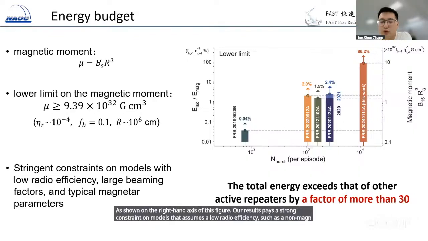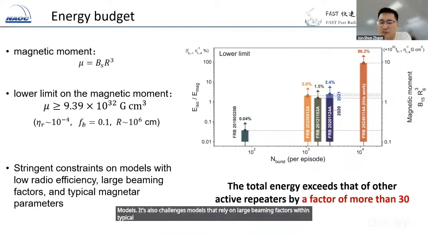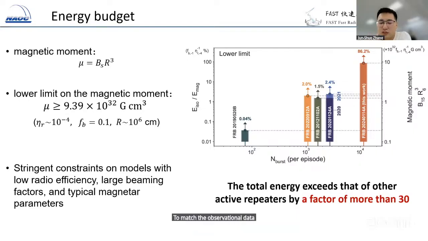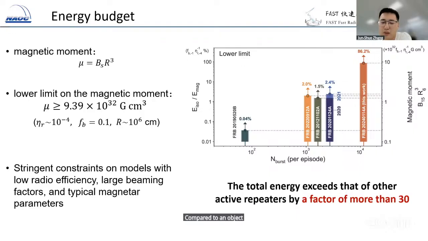Our result places a strong constraint on models that assume a low radio efficiency, such as non-magnetosphere models. It also challenges models that rely on a large beaming factor within typical magnetar parameters. To match the observational data, the central engine must either emit within tightly constrained parameters, or it must be a more powerful compact object than a typical magnetar.